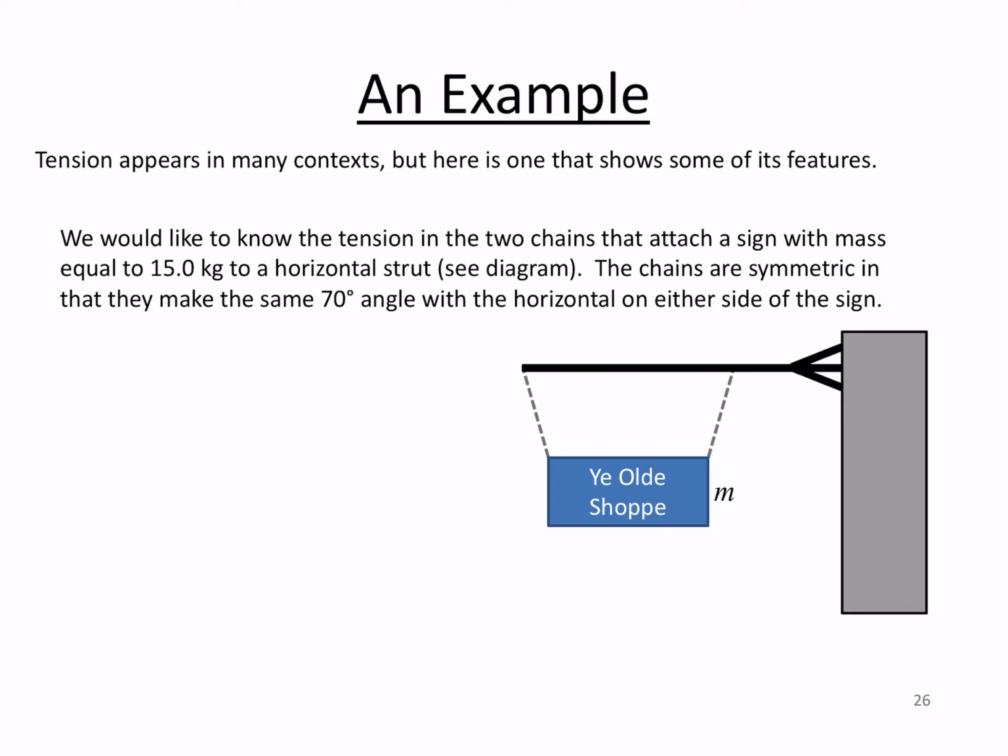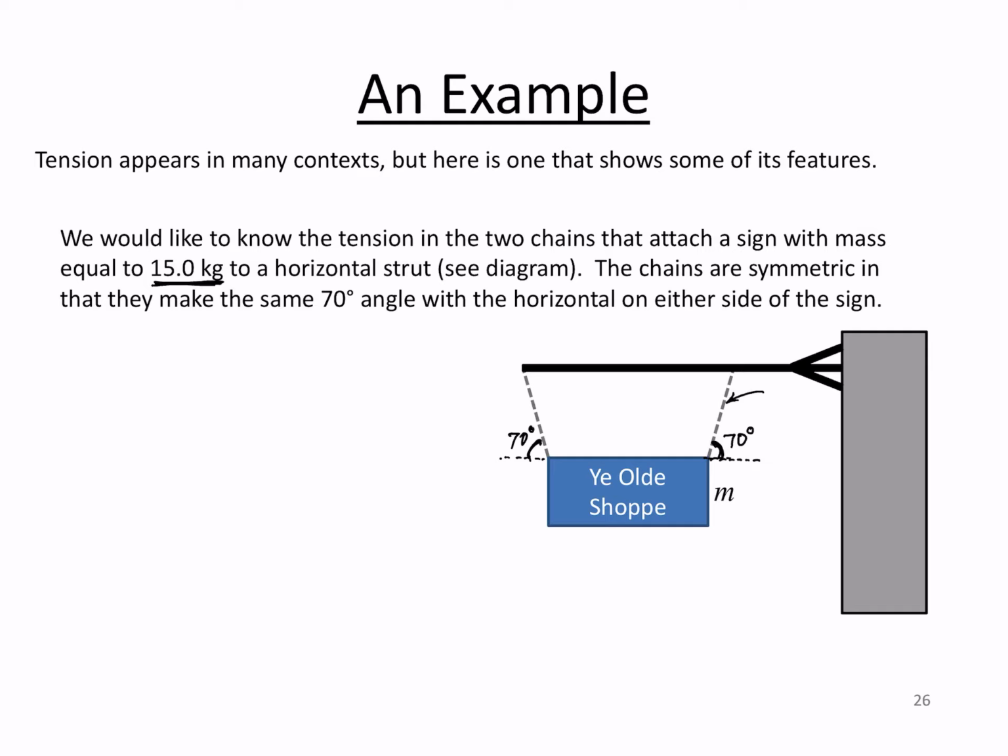We're saying that with this lovely sign here, the sign itself has a mass of 15 kilograms, and the chains are symmetric in that they make the same 70-degree angle with the horizontal on either side of the sign. So there's the chain right there, and if we took a little dotted line here and measured this angle right there, that would be 70 degrees, and doing the same thing on the other side, you'd have that equal to 70 degrees as well.